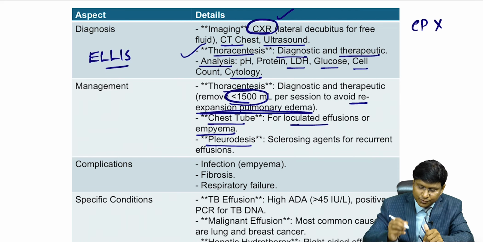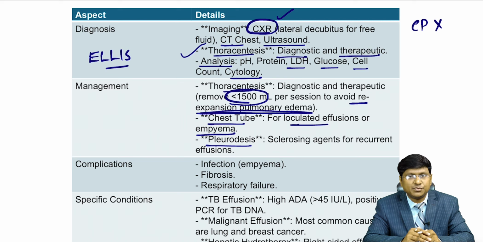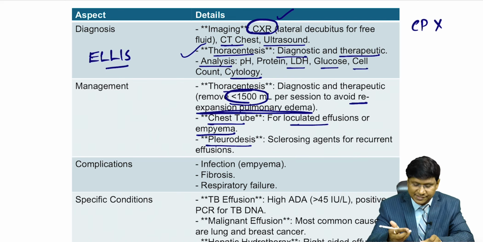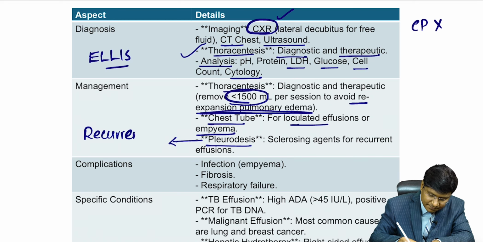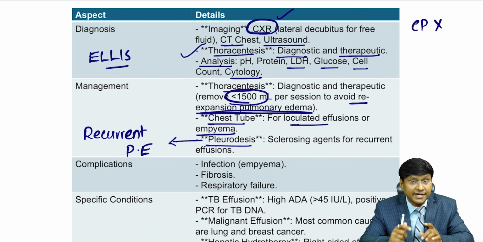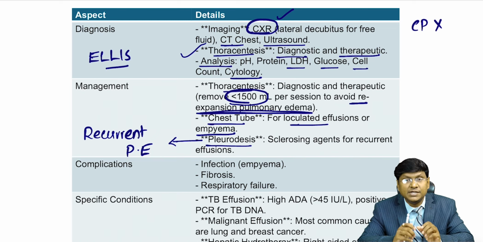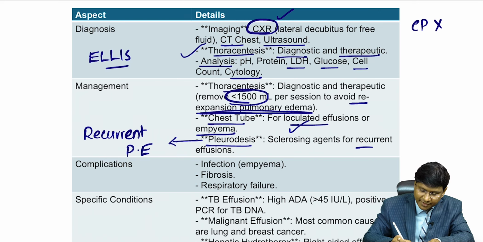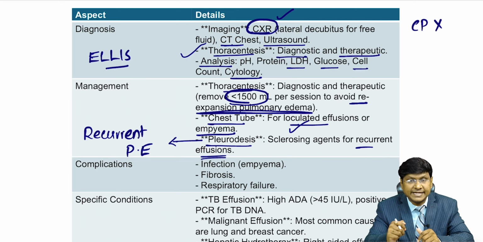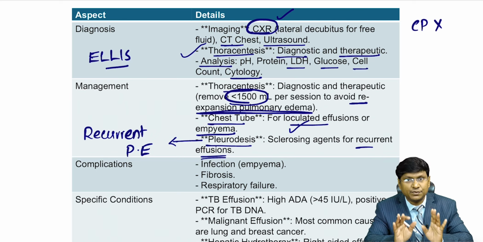And next is the pleurodesis. Now, what do you understand by this word pleurodesis, and when will you do pleurodesis? You do pleurodesis whenever there is recurrent pleural effusion, right? And what are the agents that we use for pleurodesis? That is the sclerosing agents for recurrent effusion. So that is about the pleurodesis, right?